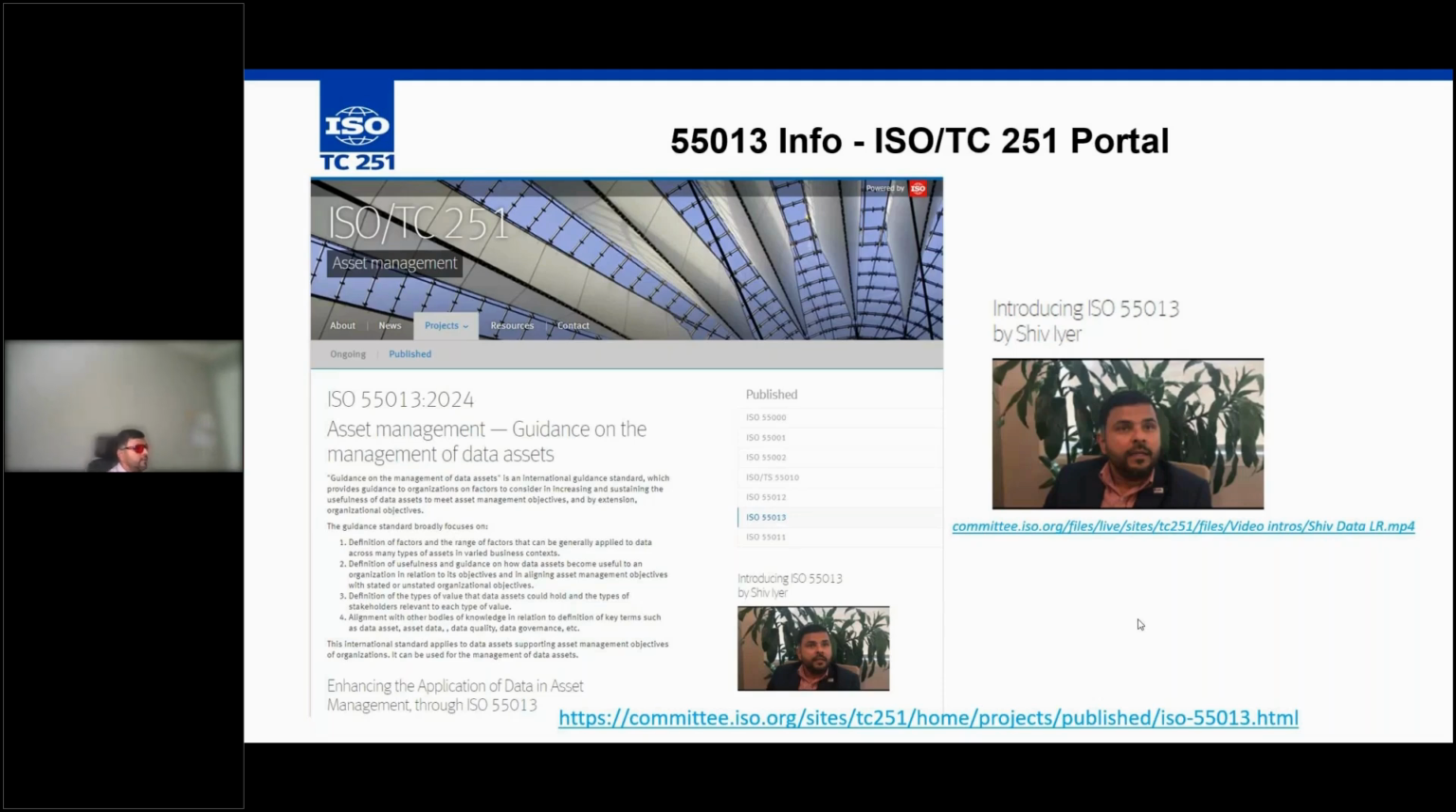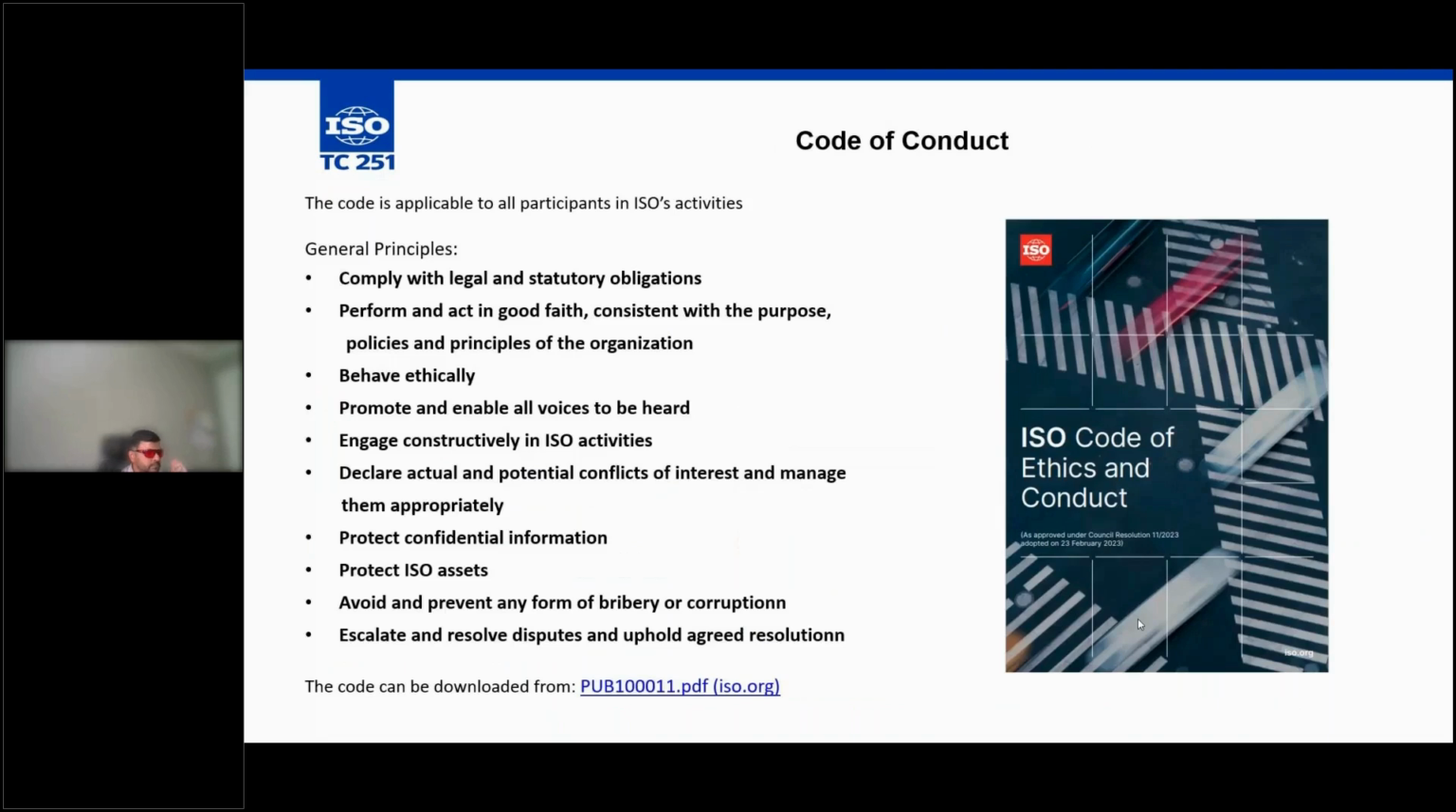Code of conduct. Here's the code of conduct that we always follow with every ISO meeting. Since this is a webinar that is discussing ISO standards, it is only appropriate that I bring that up. All the work that is done by ISO committees has to strictly adhere to these general principles.